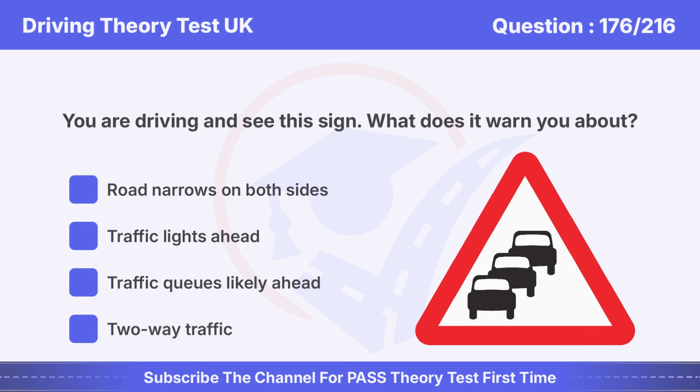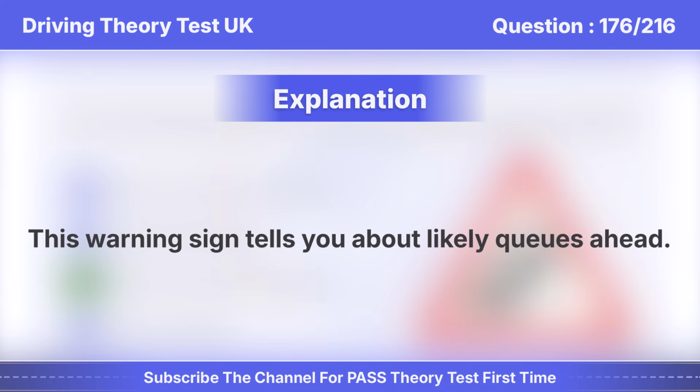Question 176. You are driving and see this sign. What does it warn you about? Answer is C. Traffic queues likely ahead. This warning sign tells you about likely queues ahead.